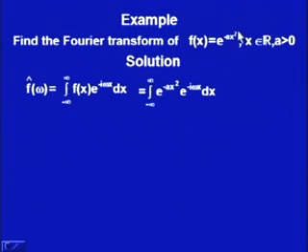The function is defined on the whole real line. So, it is the integral of e to the power minus a x square times e to the power minus i omega x dx, which, rewriting it, is e to the power minus (a x square plus i omega x) dx. Now we have a square function in the exponent, so we will make it a whole square.